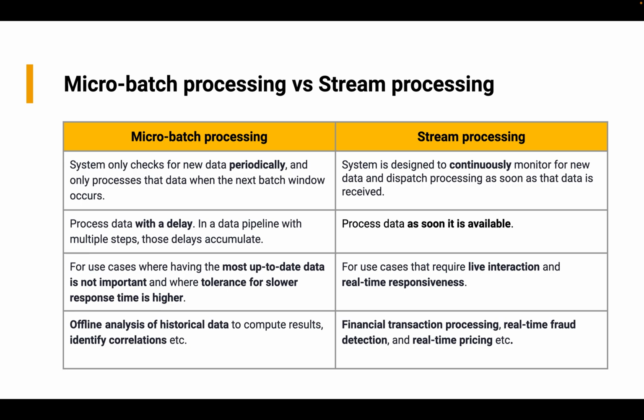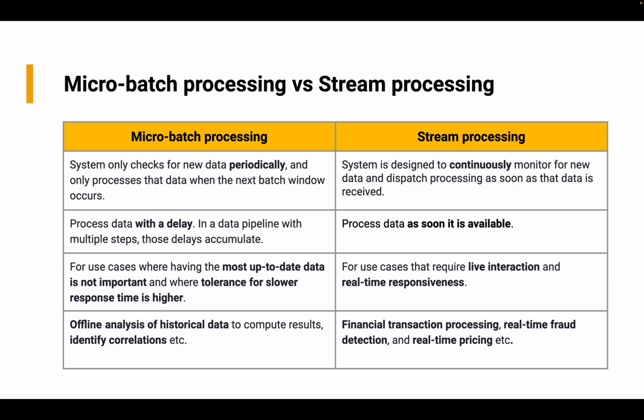That's why in microbatch processing, there is always a delay. And if you are creating a data pipeline where each of those components is working in a microbatch fashion, that delay gets added and accumulated. But in stream processing, the processing is done as soon as possible, and that is the reason stream processing is gaining so much popularity when it comes to real-time processing.